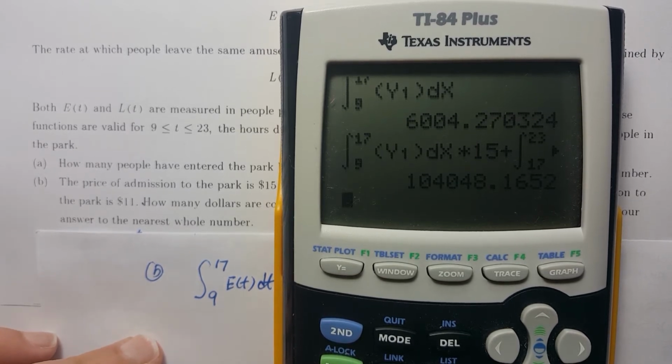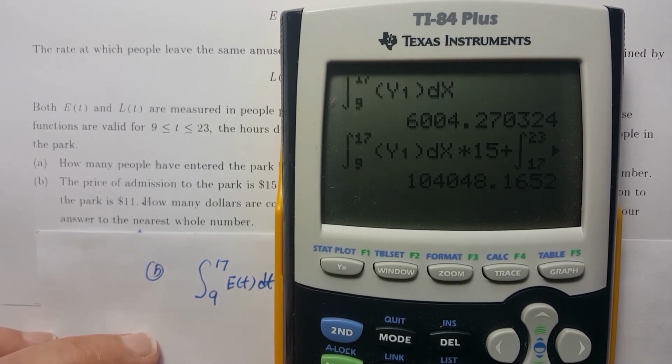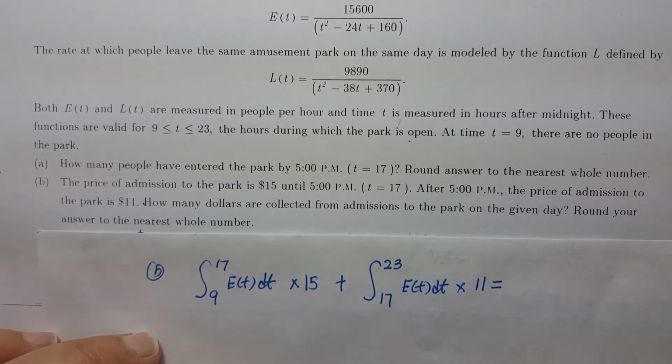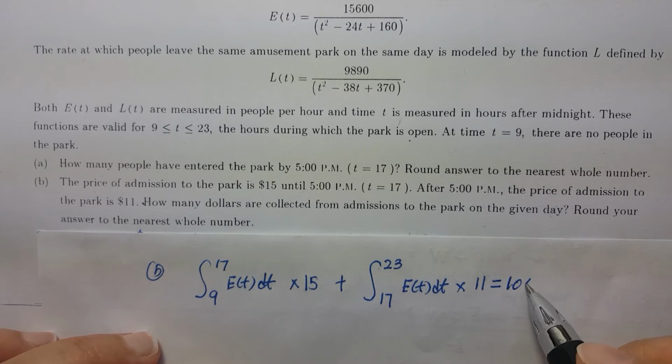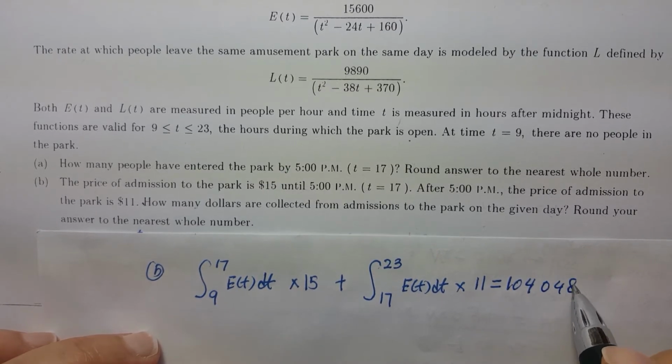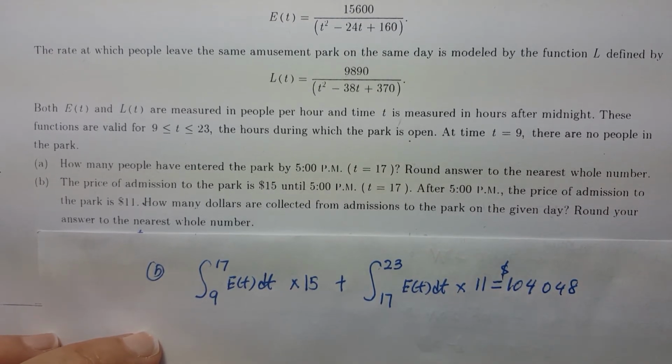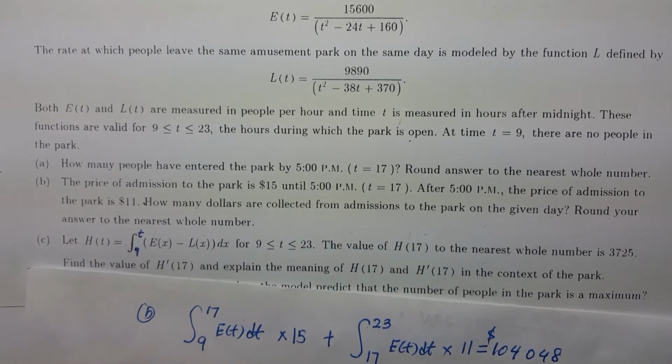So we get 104048.165, and the question asked to round to the nearest whole number. So we are going to round to the nearest whole number. So we got 104048. This will be the total amount that the admission collects. Now we finished question number 1B. So let's go to 1C.